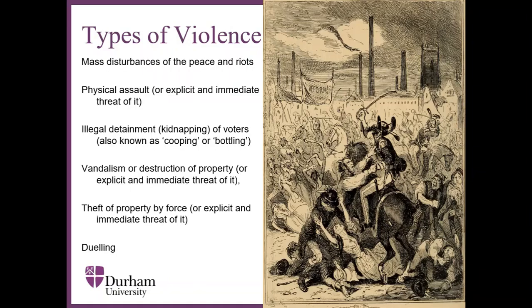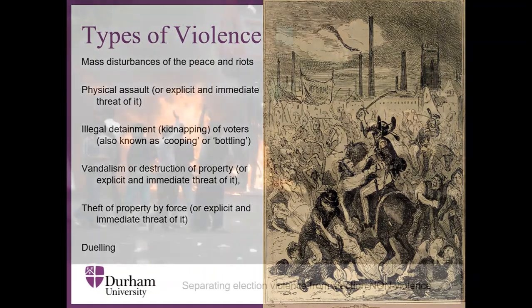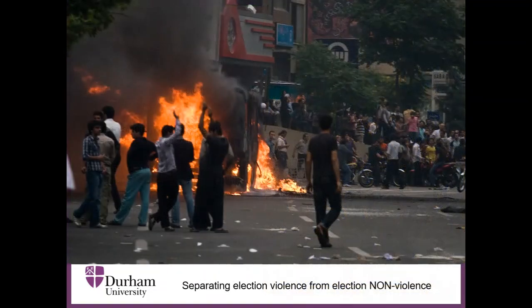Types of violence covered by this definition include mass disturbances of the peace and riots, physical assault or the explicit and immediate threat of it, the illegal detainment or kidnapping of voters, also known as cooping or bottling at the time, vandalism or destruction of property or the threat of it, theft of property by force or the threat of it, and dueling. But how do we separate election violence from election non-violence?